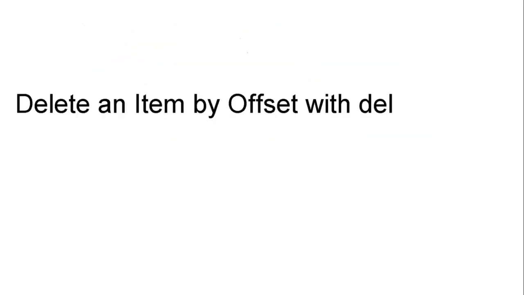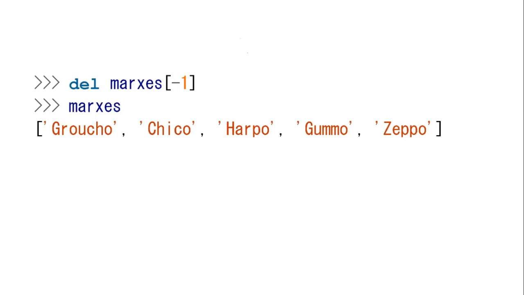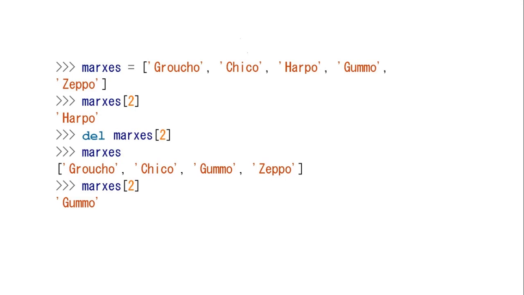Delete an item by offset with del. Our fact checkers have just informed us that Gummo was indeed one of the Marx brothers, but Karl was not. Let's undo the last insertion. When you delete an item by its position in the list, the item that follows it moves back to take the deleted item's space, and the list length decreases by 1. If we delete Harpo from the last version of the Marx list, we get this as a result.